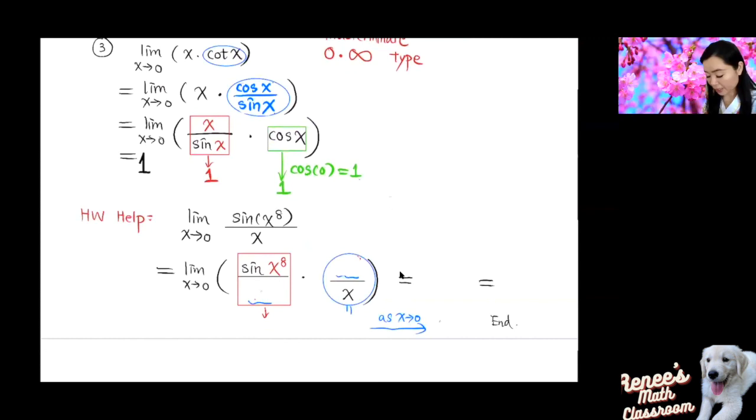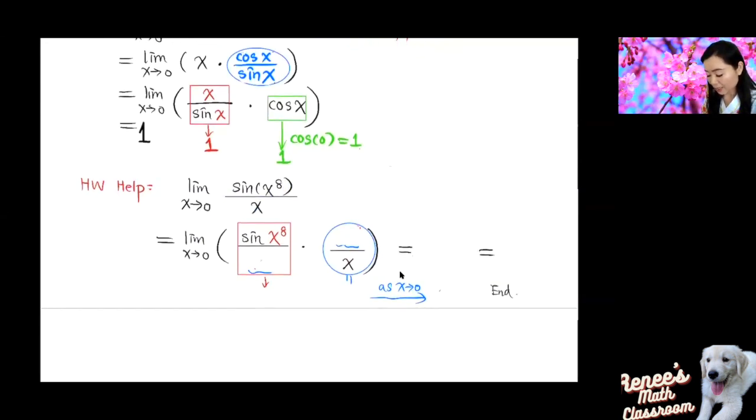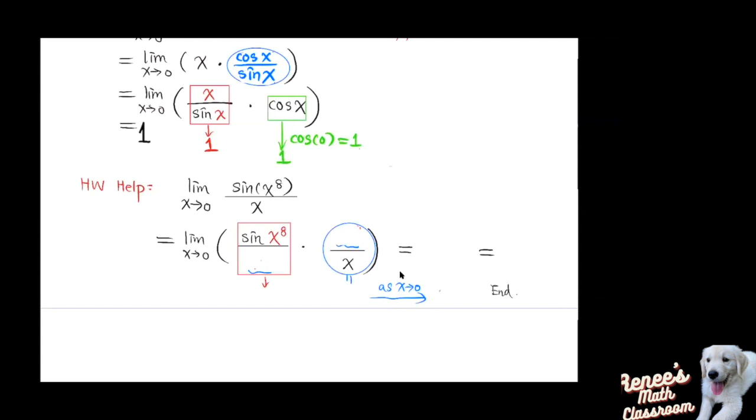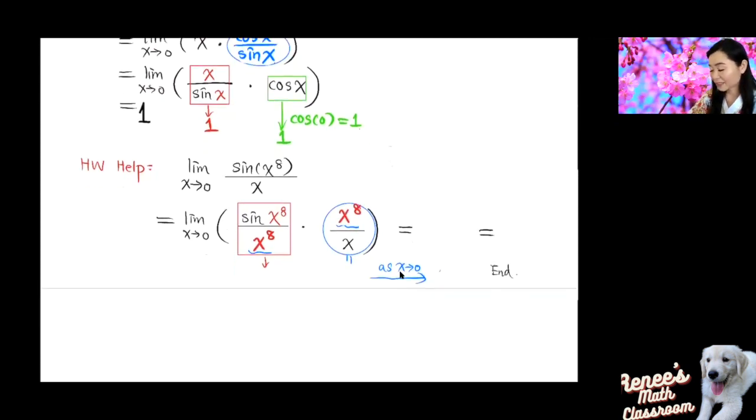Now, this problem here appears in the homework. So I want to just give you a hint before you do it. We're trying to find the limit of this quotient, sine of x to the 8th power over x, as x approaches 0. So we have this sine of x to the 8. To match with this, what should I put down here? X to the 8. You got it, x to the 8th power. But then I have to multiply x to the 8th back over here, right? And then the x here, this over x, you put it in the denominator. Now just do a mix and match. So match with this and then later on multiply back.